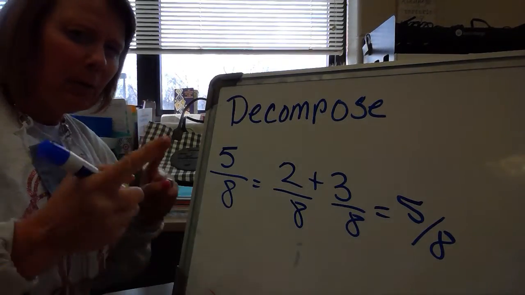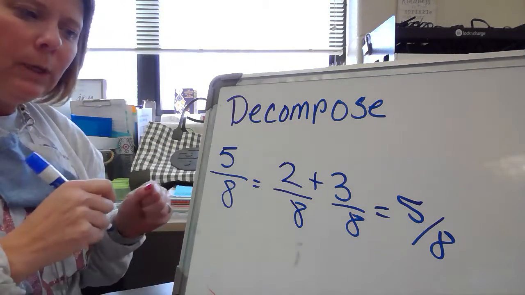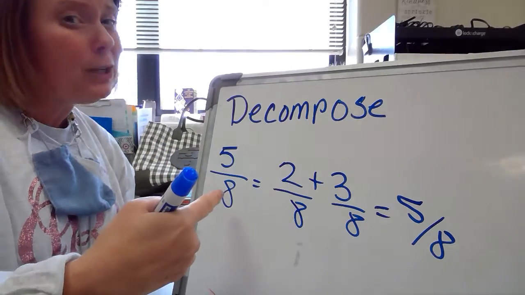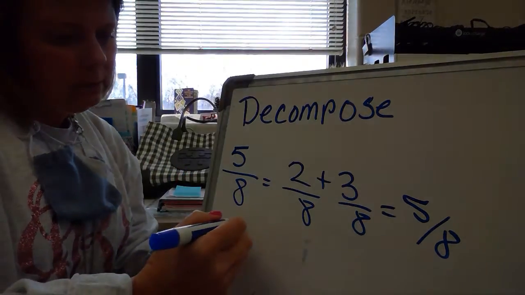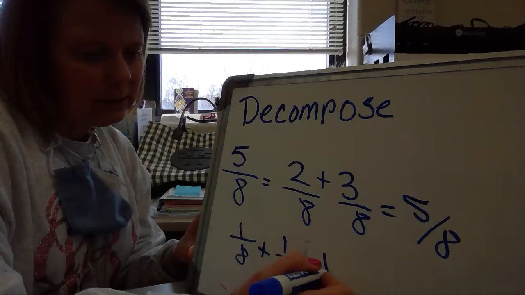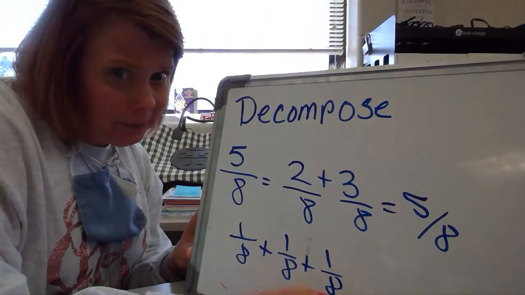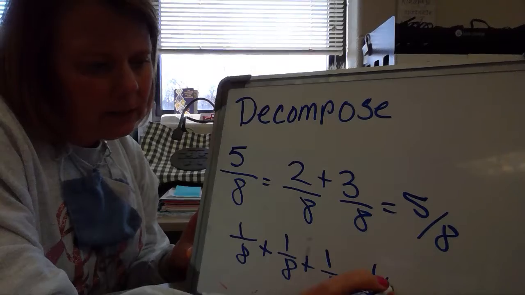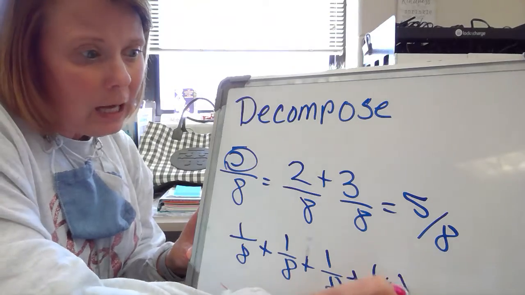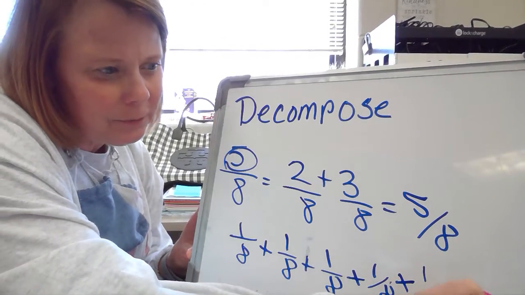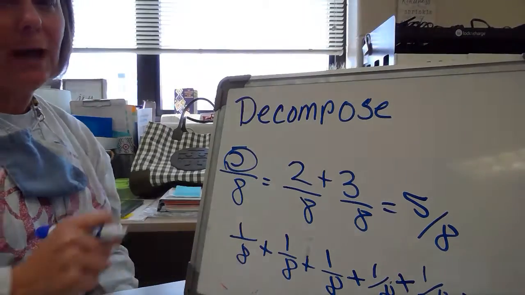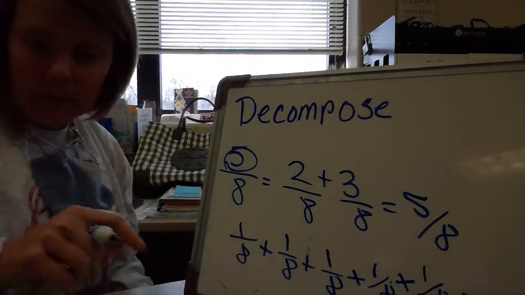Now let's go back to what we were talking about in the beginning of this lesson when we were talking about unit fractions. Could I break this apart a different way using unit fractions? You got it. 1/8 plus 1/8 plus 1/8. Can you guess how many 1/8s I'm going to need? I think it's 5, right? Because our numerator is 5. 1/8 plus 1/8 plus 1/8 plus 1/8 plus 1/8 is 5/8. That's another way to decompose 5/8 using all unit fractions.